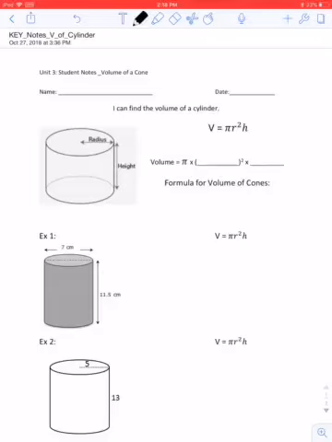Okay guys, today we're taking notes over finding the volume of a cylinder. So we've already figured out how to find the surface area of these figures, and we're shifting to see how much we can fill a cylinder with, and that is volume.